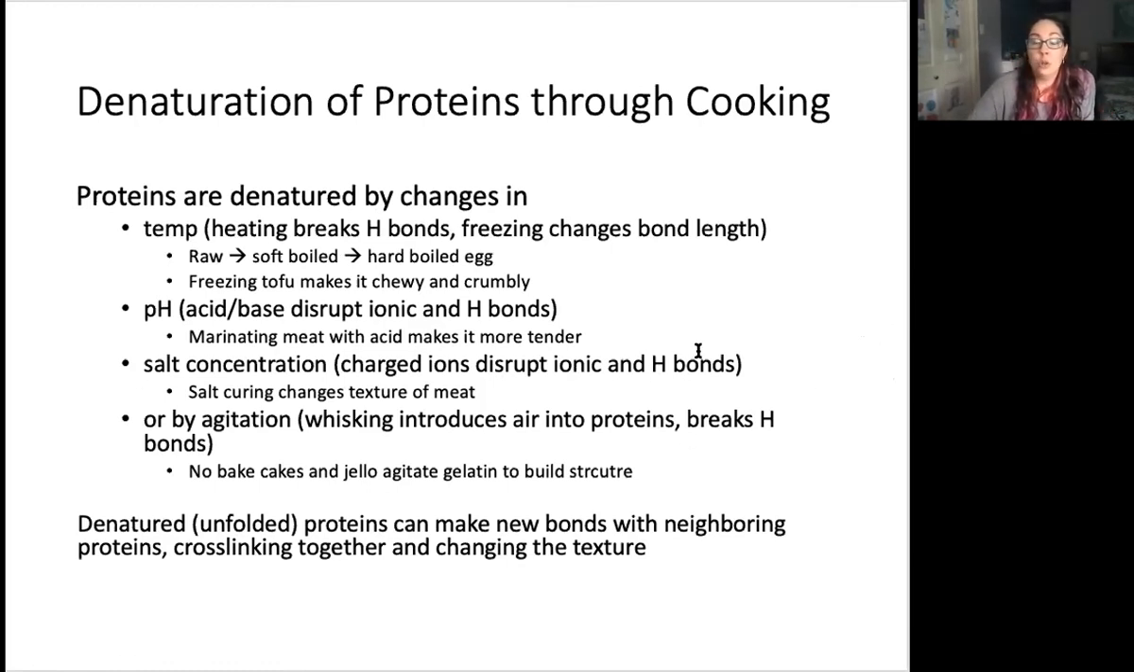If you've ever had salt cured meat or jerky or anything else, that salt concentration changed denatured proteins, and that's why it changed the nature. And even just like whisking something. If we whisk air into proteins, that air will physically pull apart hydrogen bonds, and that's why you can make gelatin and Jello. So all of this denaturation means that proteins are falling apart, and for your food, it's delicious. When it happens to your enzymes, that means that whatever that enzyme was doing no longer works.